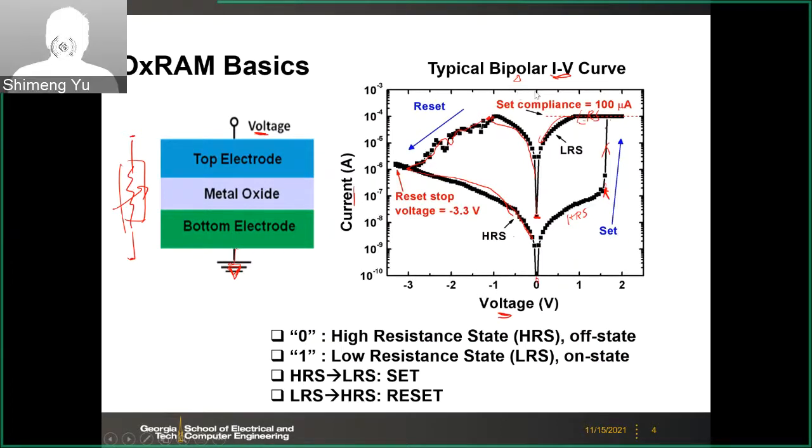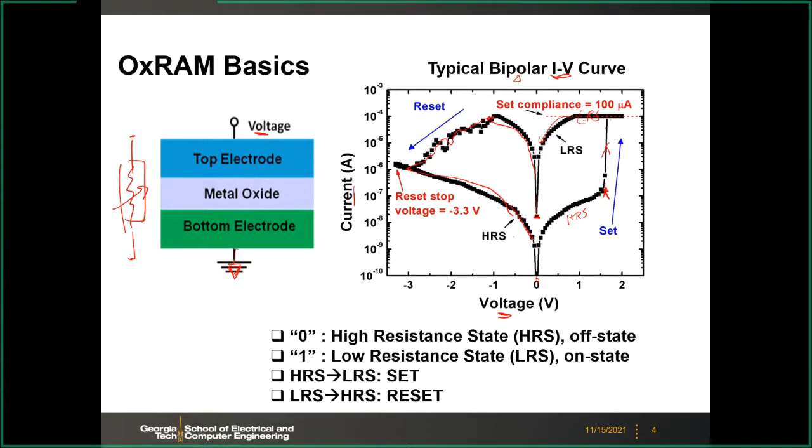Actually, the IV curve we show on this plot is taken from one of the devices I made in the Stanford clean room, more than 10 years ago when I was a student. So my PhD thesis was on this oxide RRAM device physics.